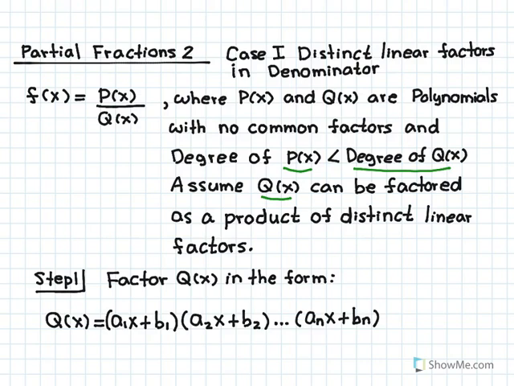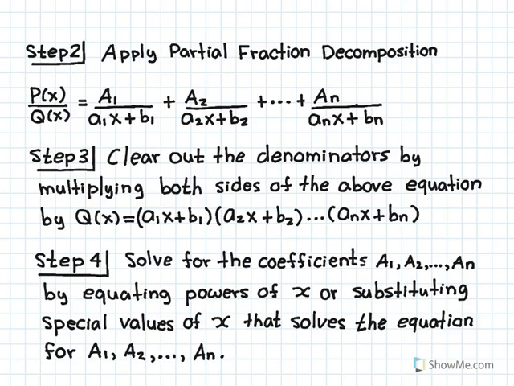The first step here is to factor the denominator q(x) in the form (a1x + b1)(a2x + b2) all the way up to (anx + bn). Step 2 is to apply partial fraction decomposition. So we will write p(x)/q(x) as A1/(a1x + b1) + A2/(a2x + b2) all the way to An/(anx + bn).